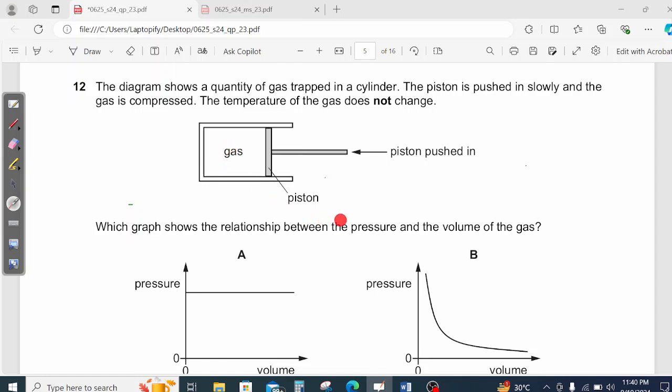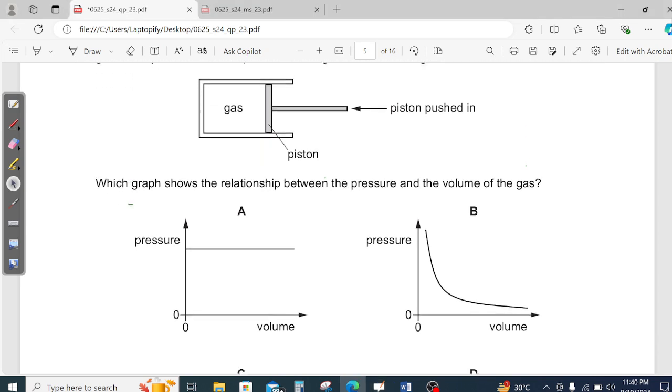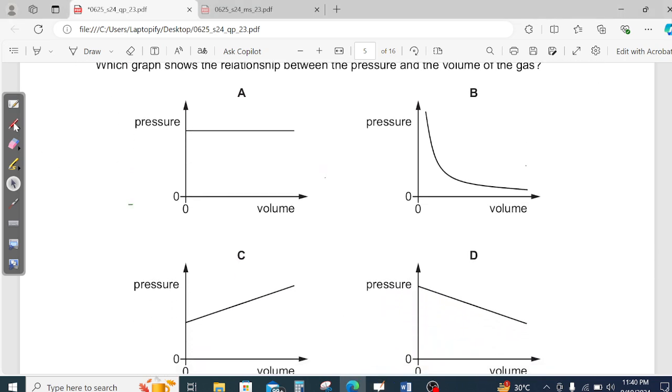So what will be the graph between the pressure and the volume? Remember, according to Boyle's law, because this question is taken from Boyle's law, pressure is inversely proportional to the volume of the gas. It means as volume increases, pressure decreases. By increasing the volume, the distance between the gas particles increases. As a result, their collision rate decreases, then pressure decreases. So your option will be B. It is always an exponential curve here.